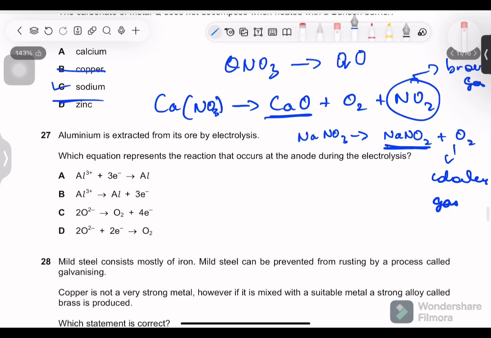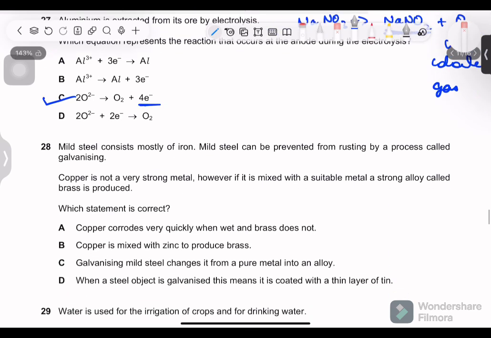Difficult one indeed. Aluminum is extracted from its ore by electrolysis. Which equation represents the reaction that occurs at the anode during the electrolysis? At the anode, there should be the anion. So there should be a reaction of oxygen, and oxygen is an anion, so it does not gain more electrons, it loses electrons. So option C is correct.